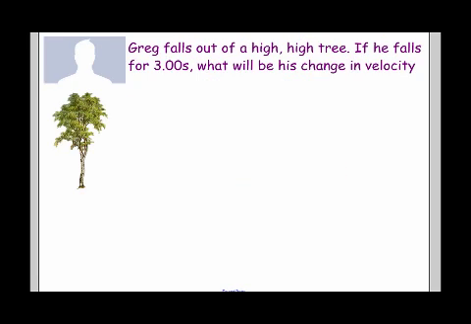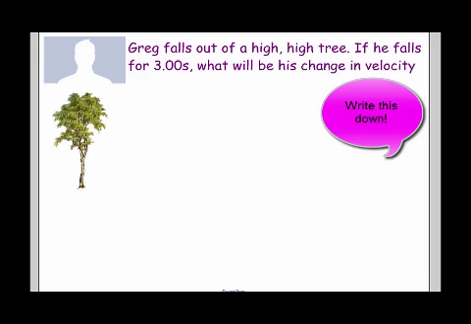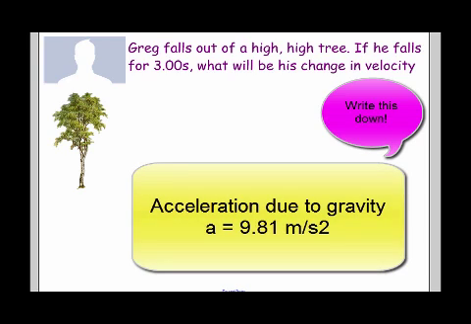Okay, let's try another one. This one says, Greg falls out of a high tree. If he falls for 3.00 seconds, what will be his change in velocity? So this time, I'm not looking for acceleration, I'm looking for change in velocity. So a really important concept here, anything that falls to the surface of the earth is always going to fall at the exact same acceleration, and that is 9.81 meters per second squared. So if you see anything that's falling, we can always assume that acceleration will be 9.81.